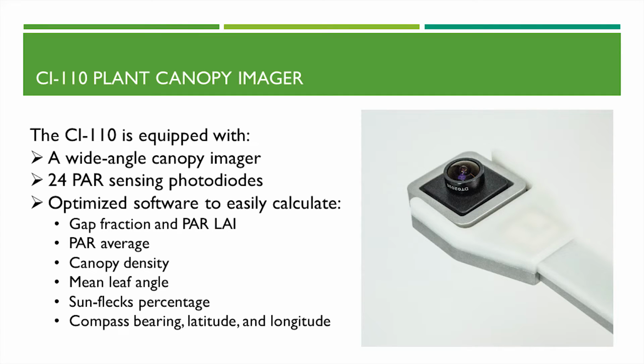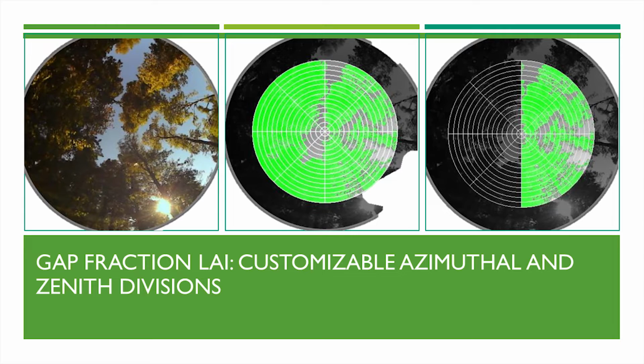With its self-leveling wide-angle lens, its 24 PAR sensors, and optimized on-device software, the CI 110 excels at capturing plant canopy metrics of all types of vegetation and any type of lighting condition. The instrument is also highly customizable and unique to our device. You can slice and dice your hemispherical image on demand and quantify only the portion of that image that you so desire in the field with just a few simple clicks.